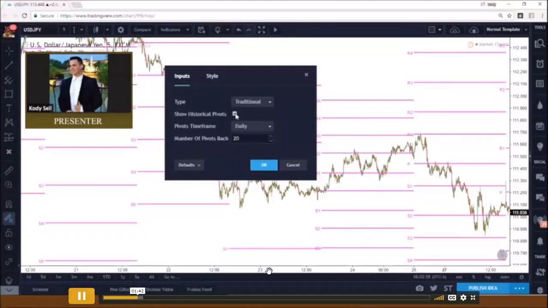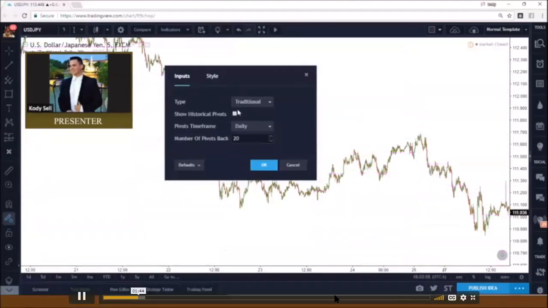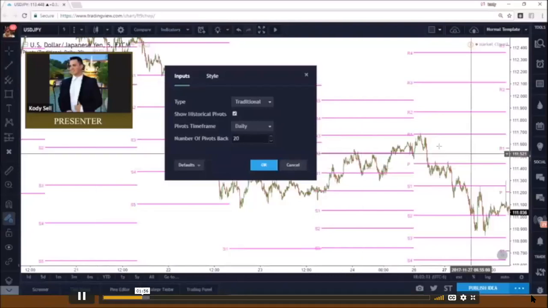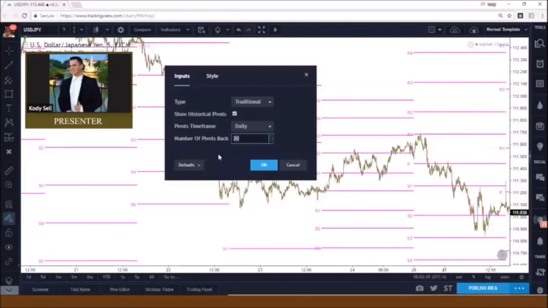Show historical pivots or not to show historical pivots. So if you only wanted to show the pivot points for the current day, then you can click this box and it will unshow all of the historical pivot points, which I have on my screen right now. Okay, and then you can also choose how many days back you want the pivots to show. So if you want to look at the previous week, you can just change this to 7, right?